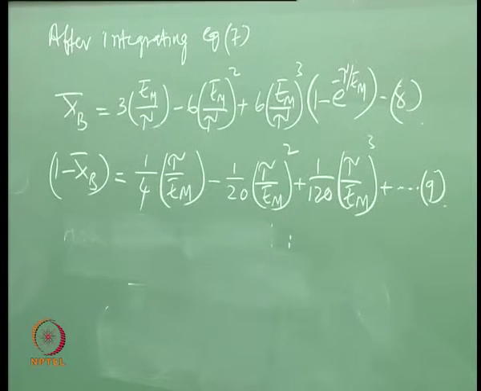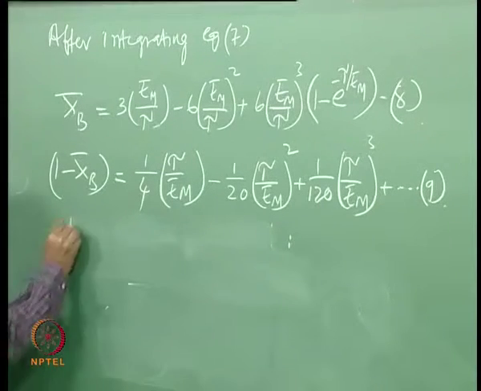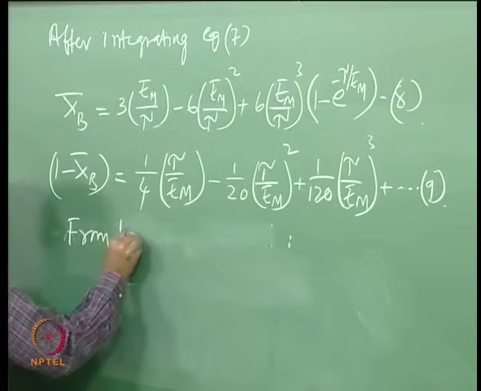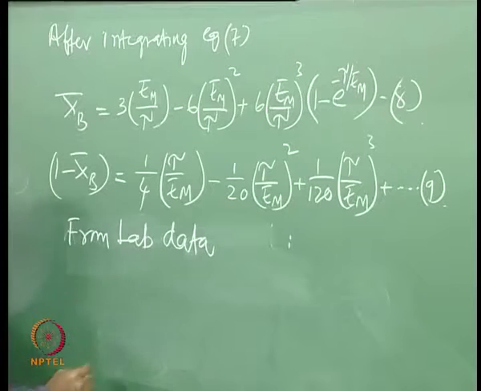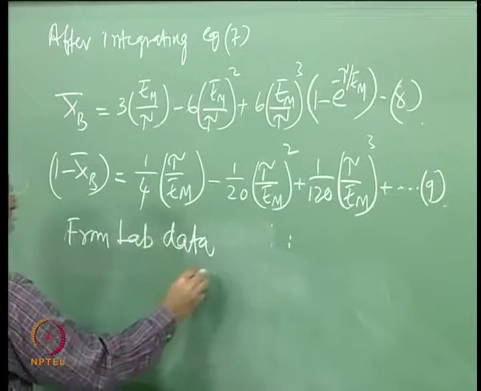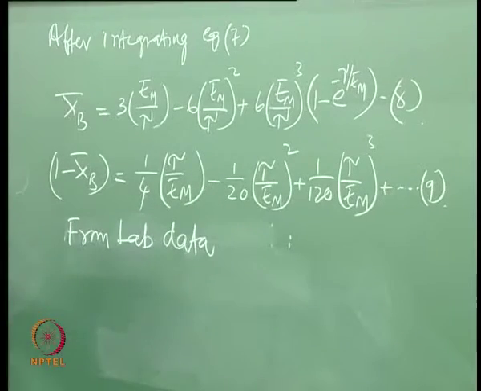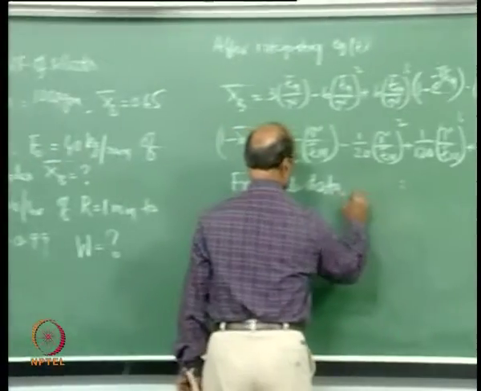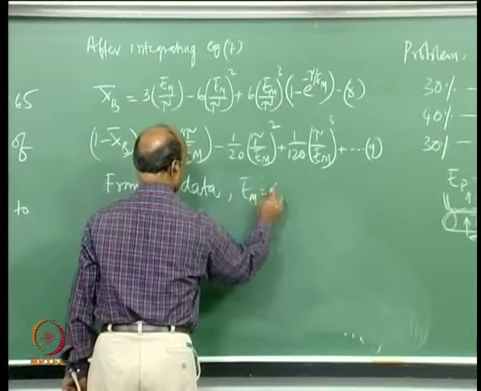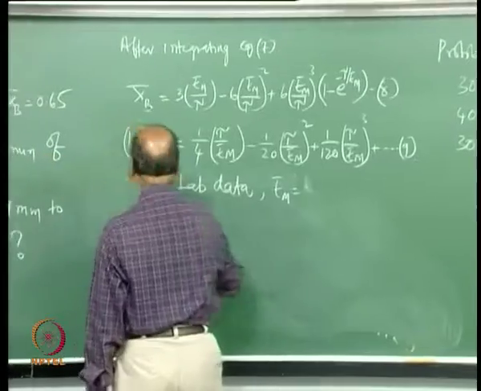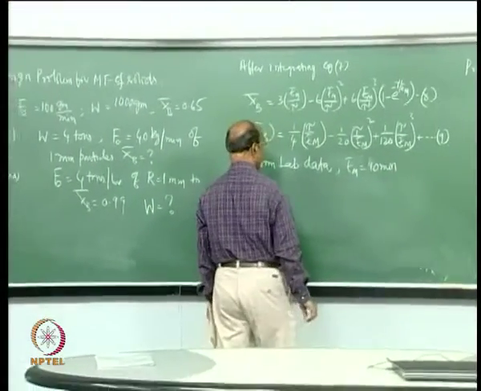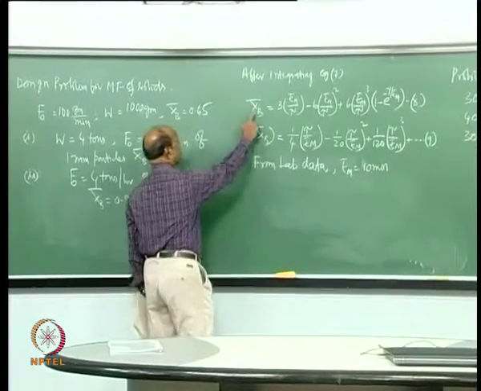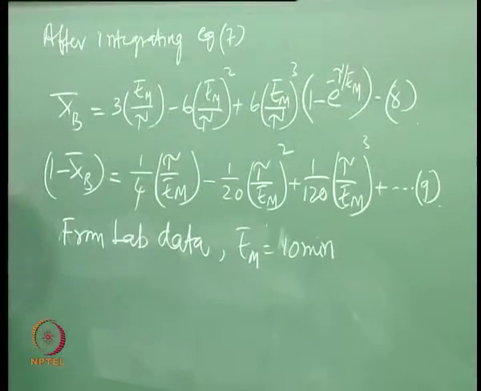Right. So, from laboratory data, bench scale or lab data, T bar m equal to 10 minutes, right, x bar b is 0.65.